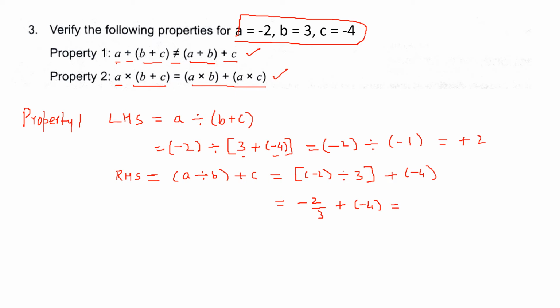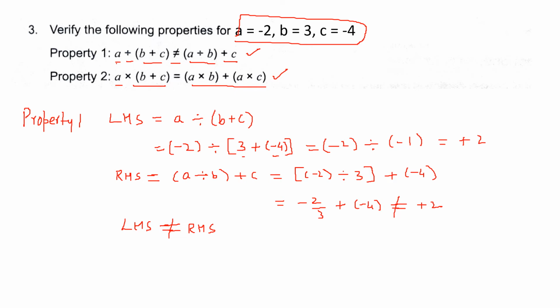It is certainly not equal to +2, because the answer will be a fraction here, and +2 is a very good integer number, right? Therefore it proves the left hand side is not equal to the right hand side. So I can write here left hand side is not equal to right hand side. Correct? It has been verified for the first property, that they are not equal.